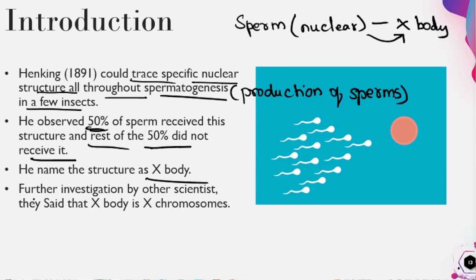Later, because of further investigation by other scientists, they said that the X body is nothing but the X chromosome. X body is nothing but the X chromosome. So these are the sperms. Now let us move to the next.